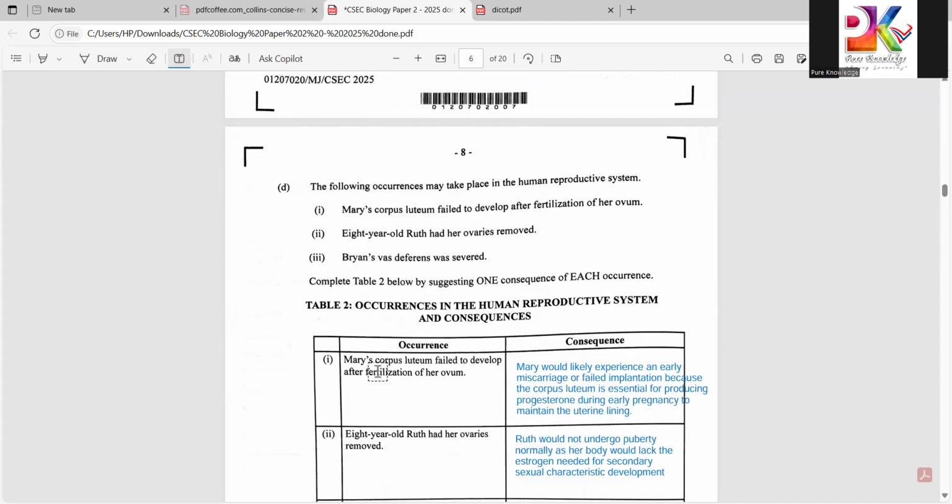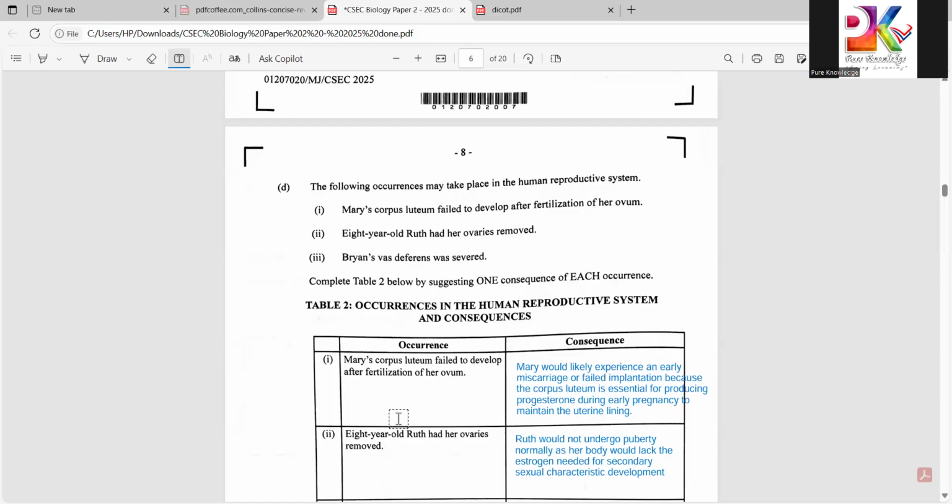So one consequence of Mary's corpus luteum failing to develop is that Mary will likely experience an early miscarriage or failed implantation, because the corpus luteum is essential for producing progesterone. It's the corpus luteum's job to produce progesterone, and we know that progesterone maintains and builds the lining of the uterus to facilitate implantation. So if there's no corpus luteum, pregnancy and implantation cannot occur.